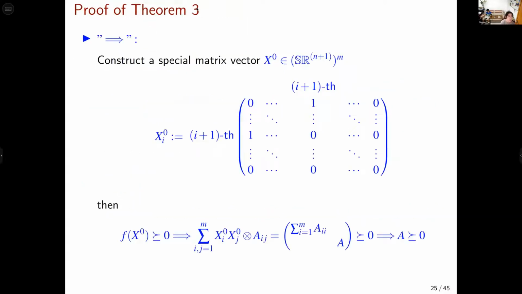And then for the other direction, we need to construct a special matrix vector x0, and this is x0. The evaluation of f on x0 being positive semi-definite implies the coefficient matrix A is positive semi-definite directly. So this is how we decide whether a matrix-valued polynomial is positive.